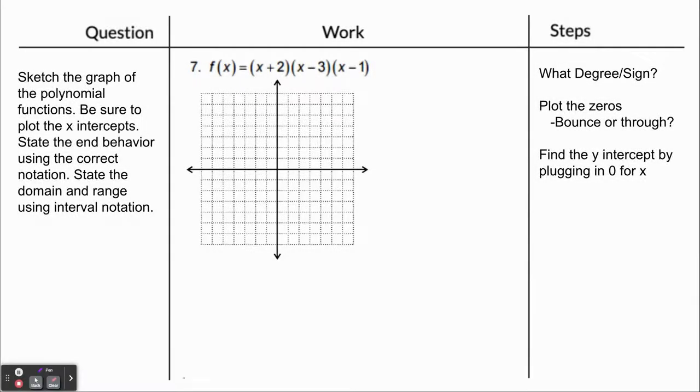We're asked to sketch the graph of the polynomial function, making sure that we're putting in the x-intercepts. I'm also going to deal with the y-intercept here. Then we've got to do end behavior and domain and range. So first things first, we've got to find the degree and the sign.